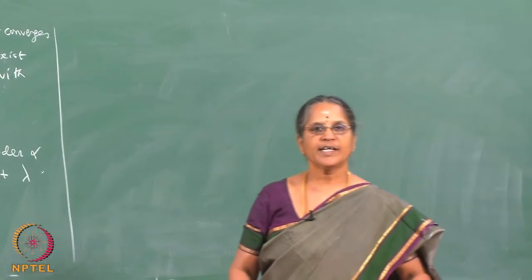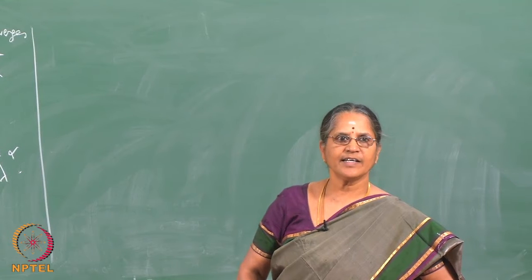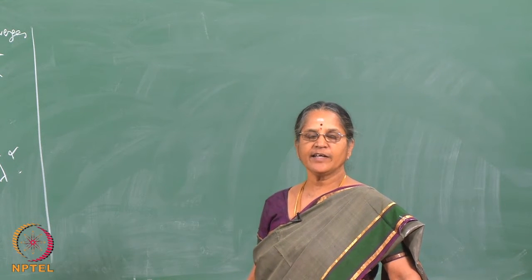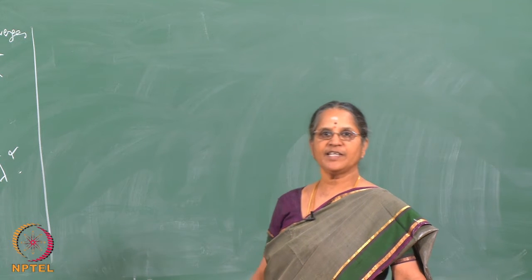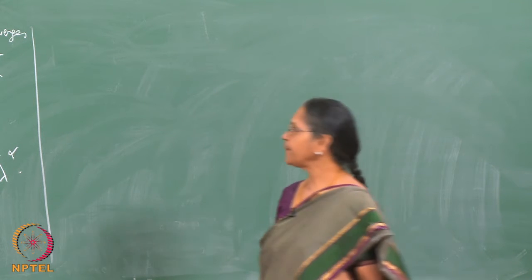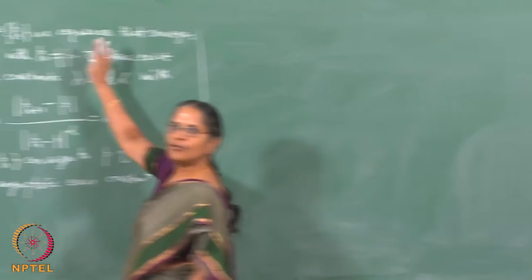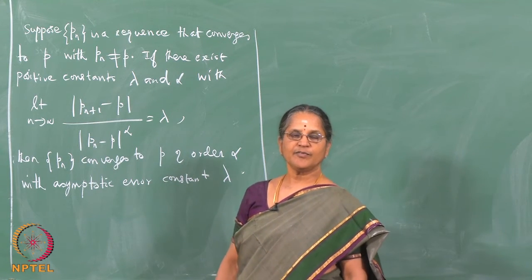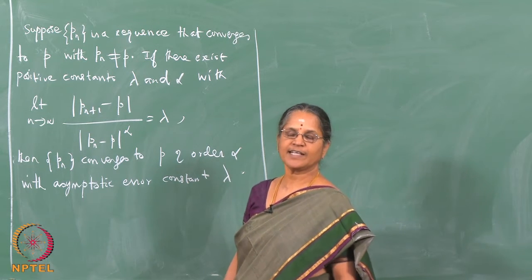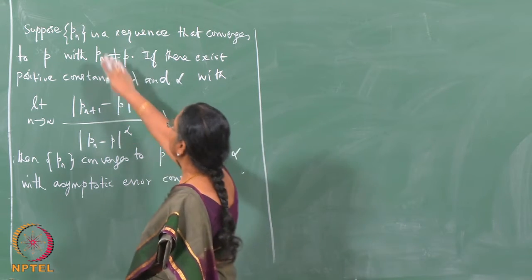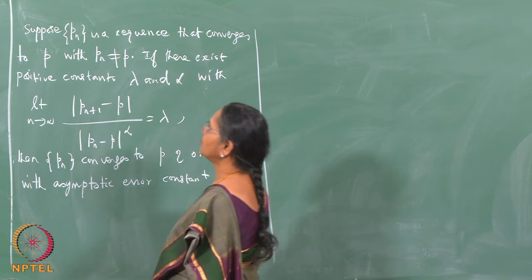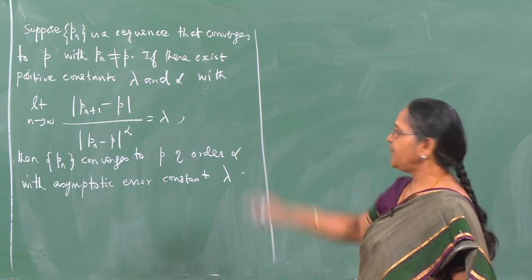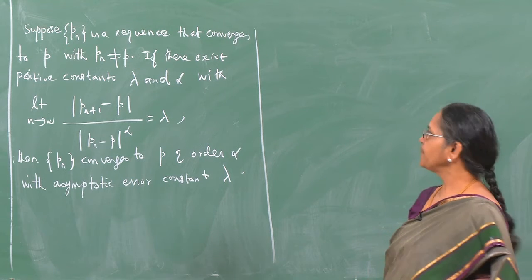So, we would like to consider the error analysis and convergence of Newton-Raphson method. Before that, we shall define what we mean by order of convergence of a given method. Suppose we have a numerical method which generates a sequence of iterates which we denote by P0, P1, etc., say Pn. So, Pn is a sequence of iterates that we generate by a numerical method and it converges to P with Pn different from P.